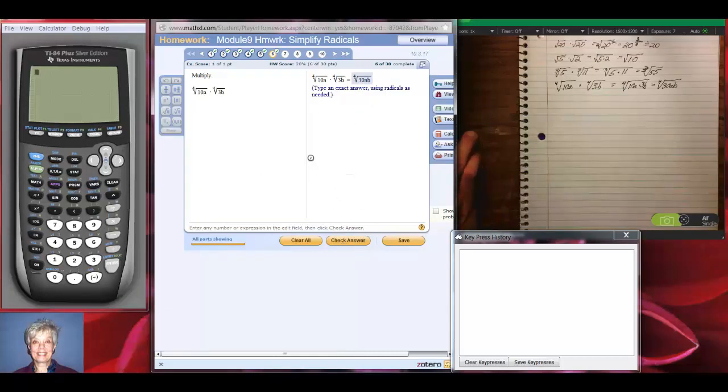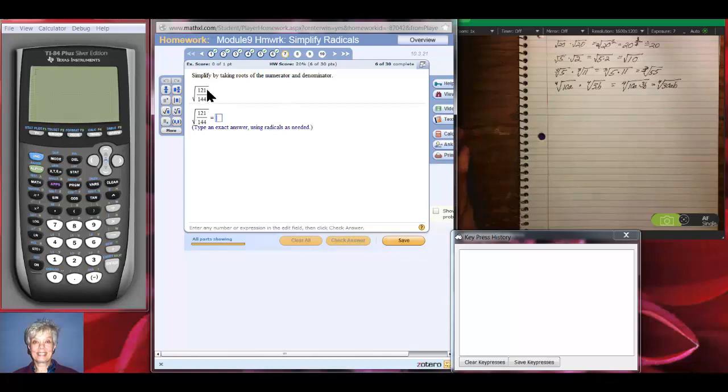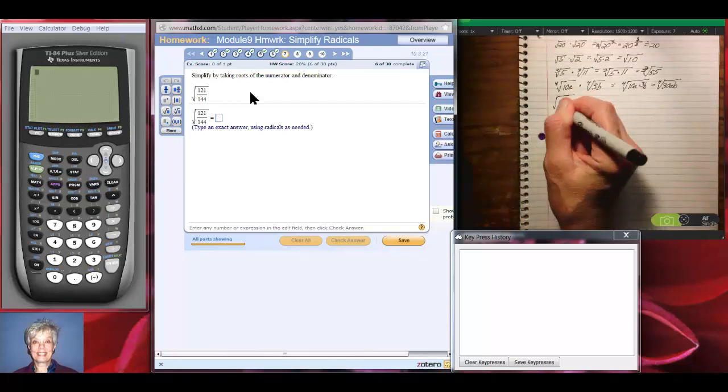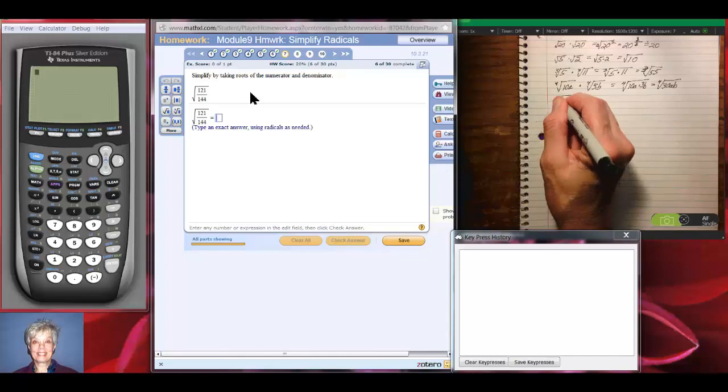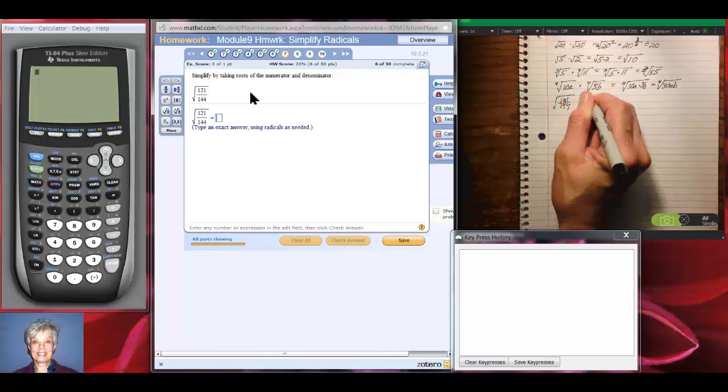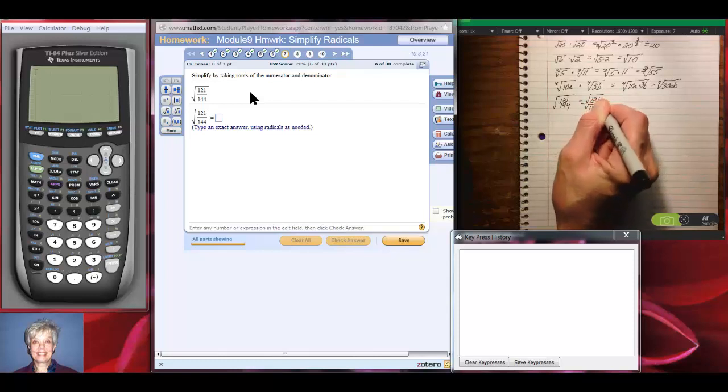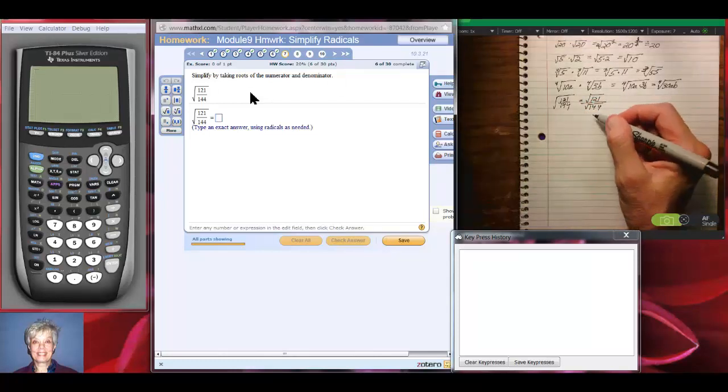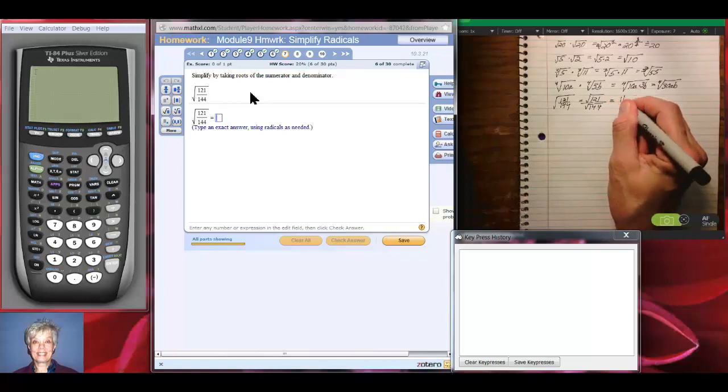Check the answer. Yay, and we go on. Right, the square root of 121 over 144, I just happen to know that both of these are perfect squares. You'll become more familiar with them over time. Okay, square root of 121 over the square root of 144 is going to be the square root of 121 over the square root of 144. These are both perfect squares. The square root of 121 is 11, and the square root of 144 is 12.